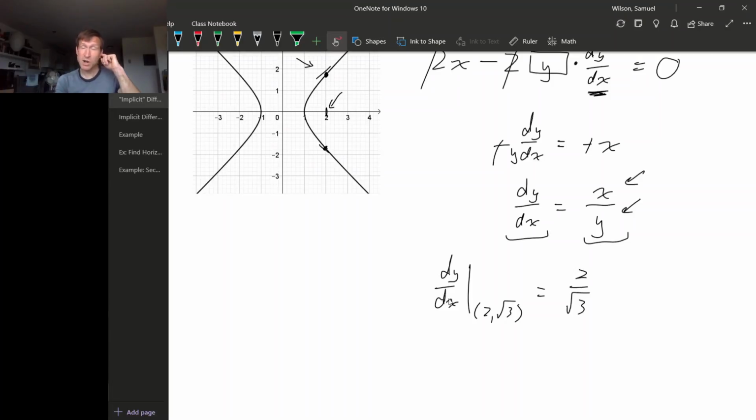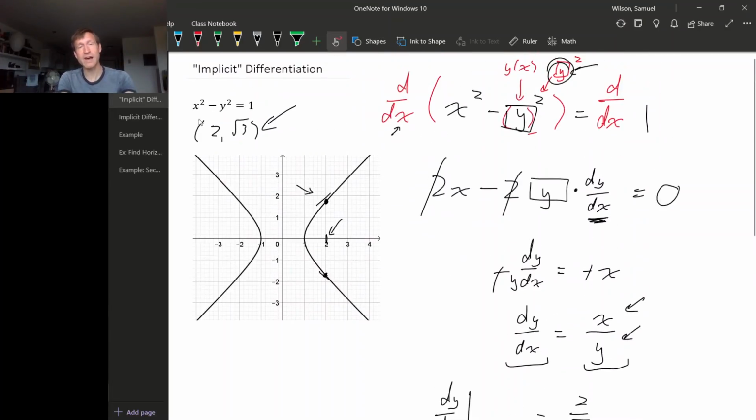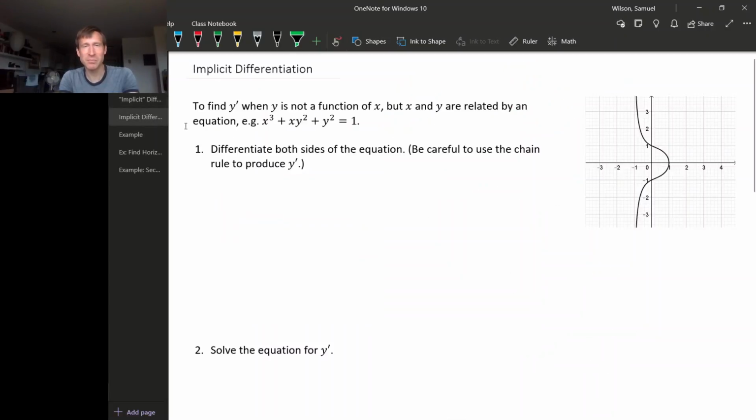So this process will work in general if you have an equation and you want to find an expression for dy/dx, but you can't or don't want to solve explicitly for y. So let's look at one more example. The process is going to work the same. So when we have an equation, this particular equation, it looks like that. To find y prime, we'll differentiate both sides of the equation. And as we do this, we have to be really careful about the chain rule.